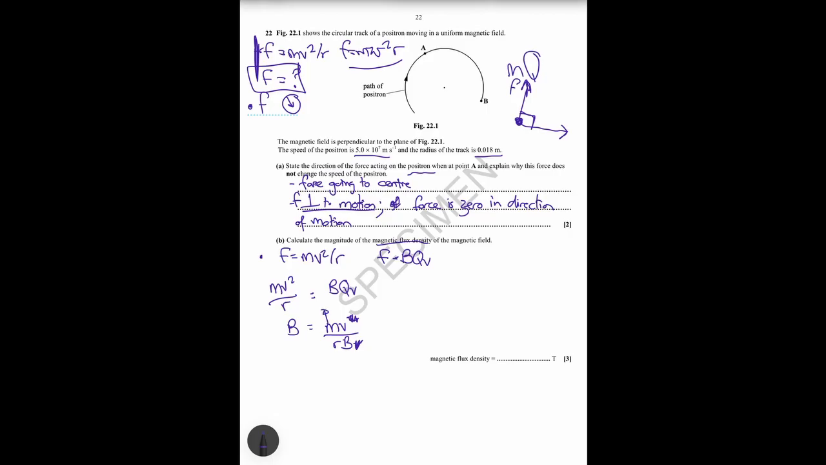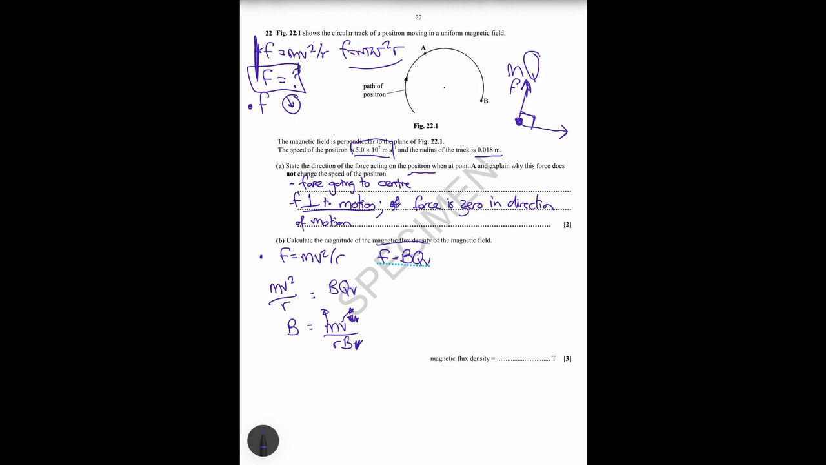Have I got the mass? Yeah, I do, because it's a positron, and a positron is just an electron, but obviously a positive version of electrons, an antiparticle version. So it's going to have the same mass, which is 9.11 times 10 to the minus 31. Have I got the speed? Yeah, I do, because it tells me in here. So I can just put that straight in.